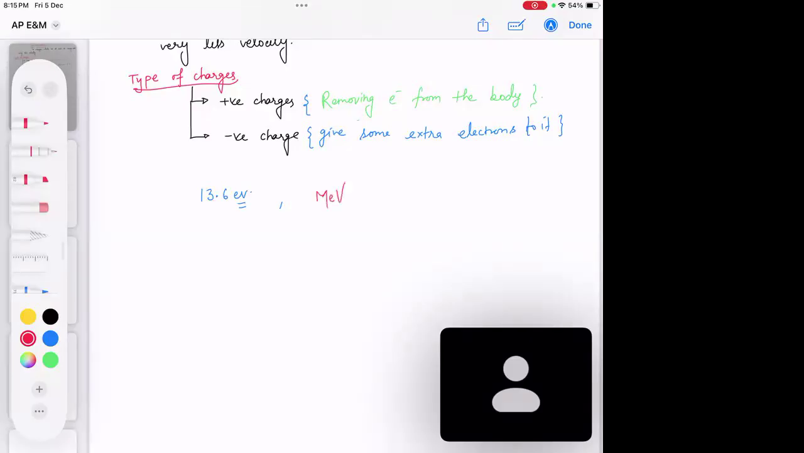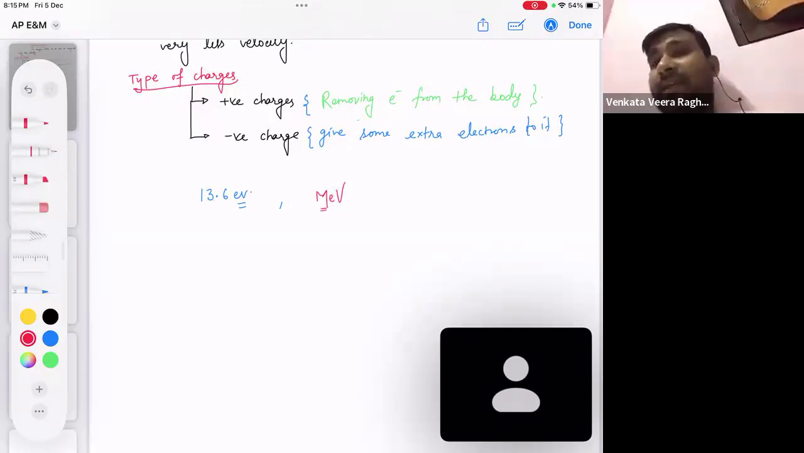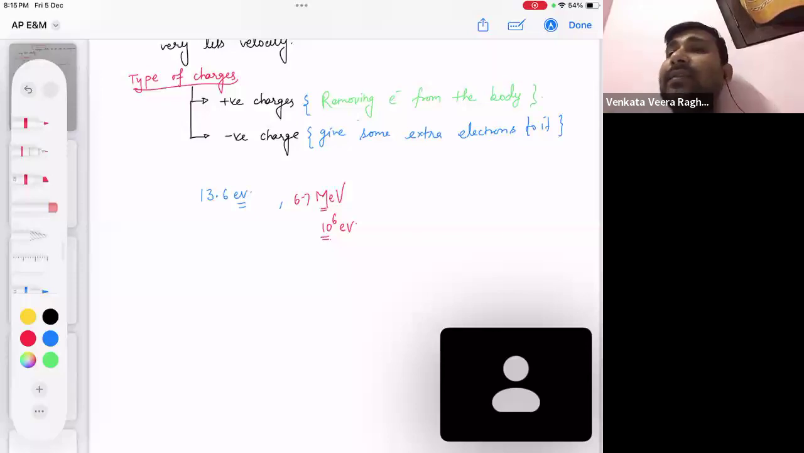What is that written? Mega electron volt, something like that, 10 to the power 6. The actual value is around 6-7 mega electron volt. You see that 10 to the power 6 times more energy is required. Understood? That's why if you want to create a positive charge body, it's better to remove the electron from the body rather than giving the proton to the body. Is that clear? That is the reason.